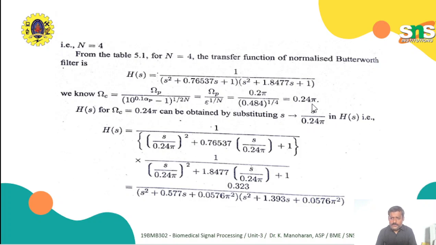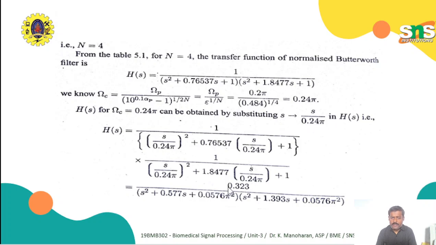Now we substitute these values in the expression H of s. So s should be replaced by s by omega c, s by 0.24 pi, in H of s. So in H of s we have this s square. So s square is replaced by s divided by 0.24 pi, whole square, plus, here also we have this s, so 0.7637 into s divided by 0.24 pi. So this s is replaced. Plus 1 we can keep it. So here also we have the s square, so s divided by 0.24 pi whole square, and then this 1.8477 we keep the value and then into s divided by 0.24 pi plus 1.